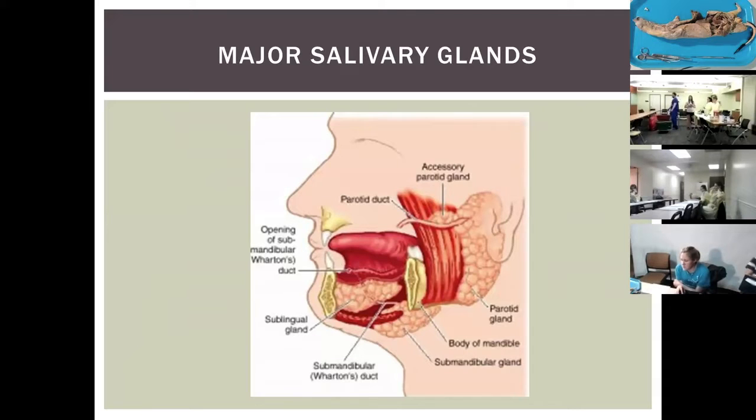Just as an overall picture of where your major salivary glands are, the parotid gland is going to be here in front of the ear, and its duct goes across a muscle and pierces another, which we'll get to in a minute. You have the sublingual gland near the floor of your mouth, underneath the tongue, and the submandibular gland, which you can tell is kind of near the angle of the jaw. And here, the mandible has been cut away, so you can see inside the mouth.